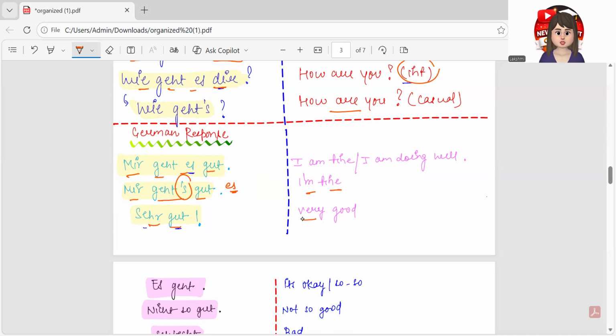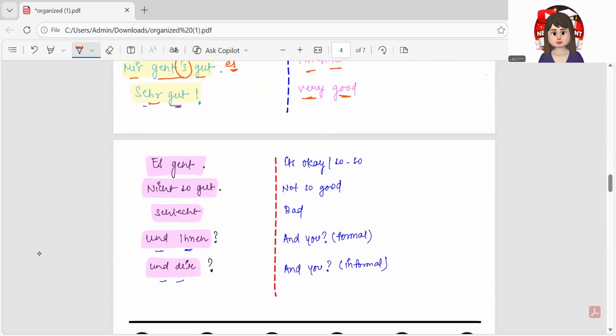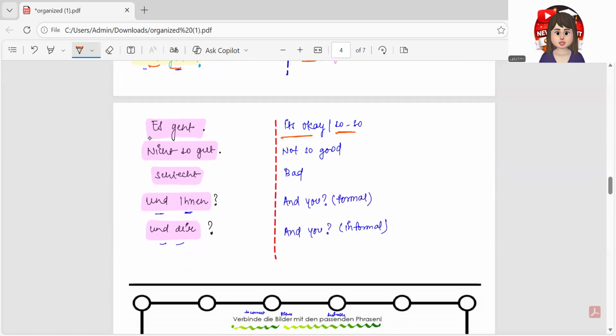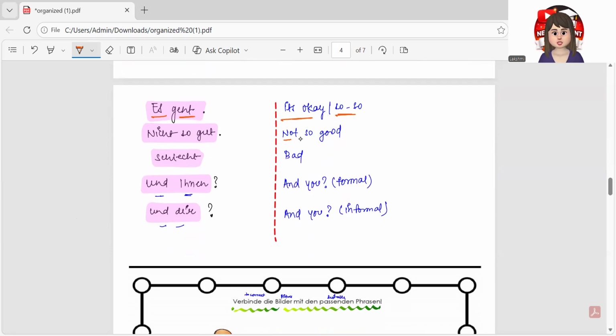Sehr gut, that refers to very good. If you want to say it's okay or so-so, then you will use es geht. If you are not so good, then simply you will say nicht so gut, not so good. If you want to say bad, then you will say schlecht. And now if you want to ask another person, and you, how are you? You will say und Ihnen, if you're asking a respected person in the formal way. And in the informal way, you will say und dir, and you.